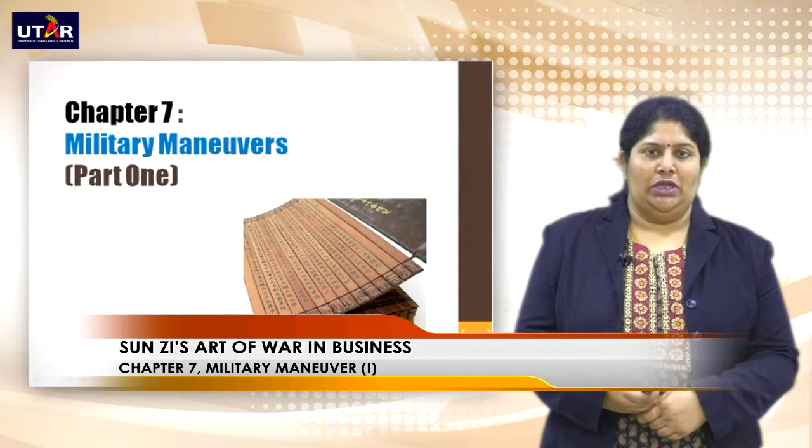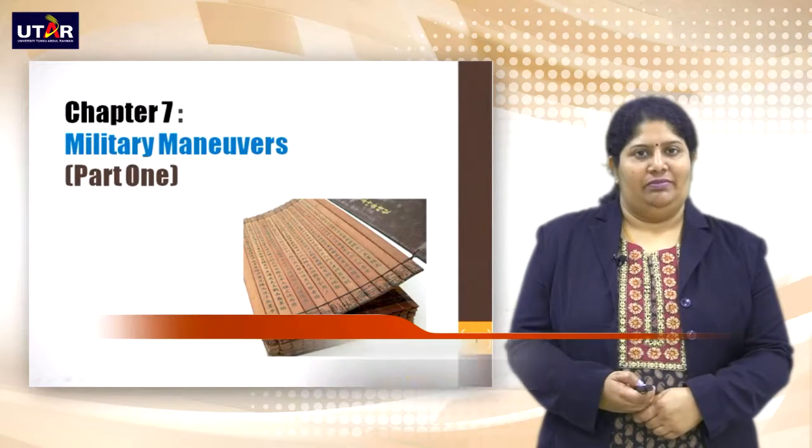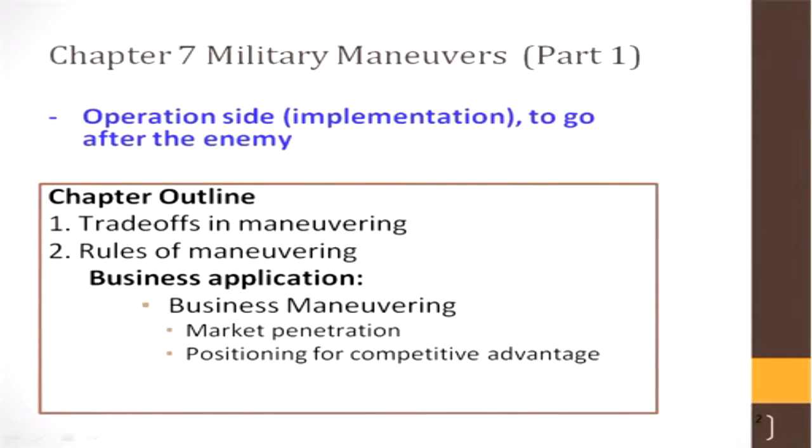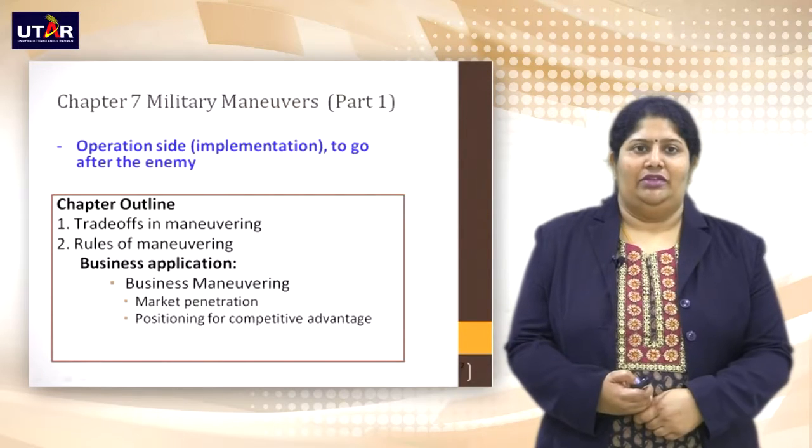I will be explaining to you the topic 7 of Sun Tzu's Art of War, that is military maneuver. Let's look at the chapter outline of part 1. In this chapter outline, we look into trade-offs in maneuvering. Then we will look into the rules of maneuvering and how it is applied in business.